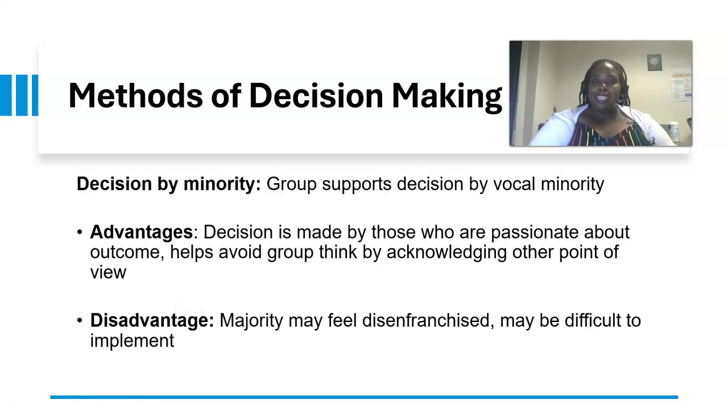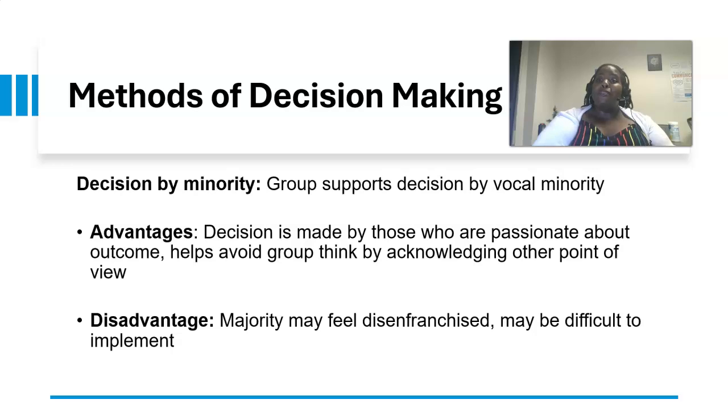Decision by minority. So the group just supports a decision by a vocal minority. We talk about more dominant personalities or maybe a group of leaders making decisions. There are advantages. The decision is made by those who are passionate about the outcomes. They really have a stake in what's going on with the group. And it avoids groupthink, which we talked about in earlier lectures, by acknowledging the other point of view.